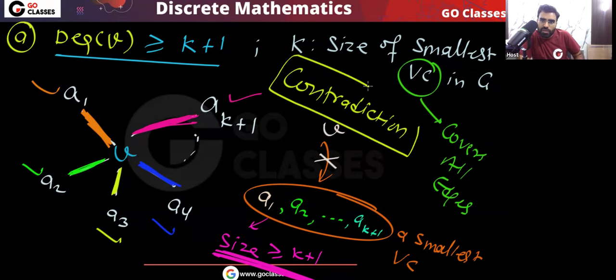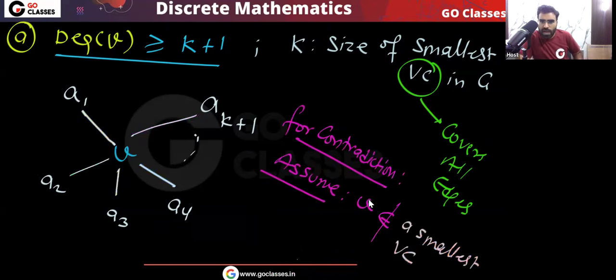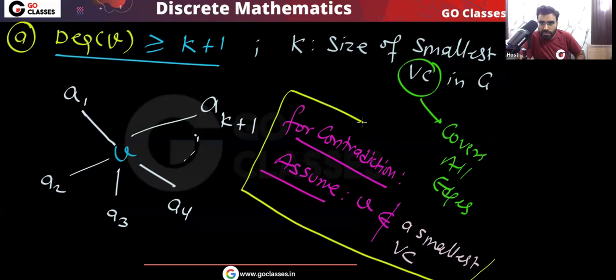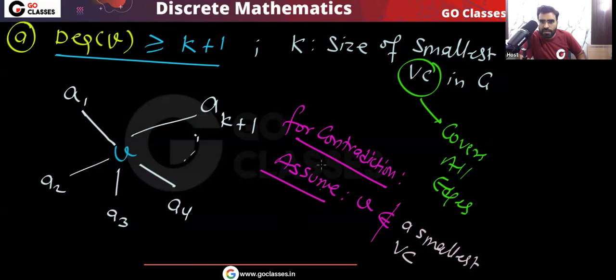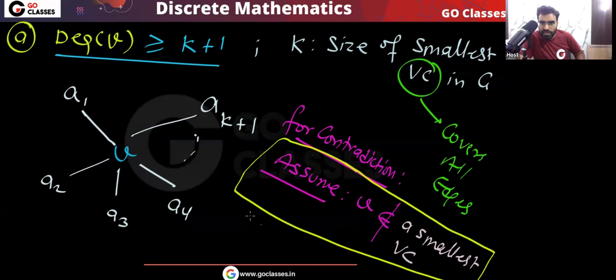If we got a contradiction, then our assumption was wrong. What was our assumption? That this vertex does not belong to a smallest vertex cover. So this assumption was wrong, and I can say that this vertex will definitely belong to every smallest vertex cover. Is this clear? This assumption leads to a contradiction.